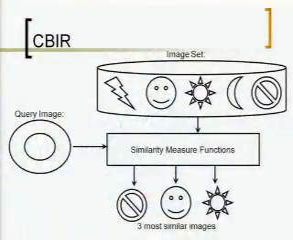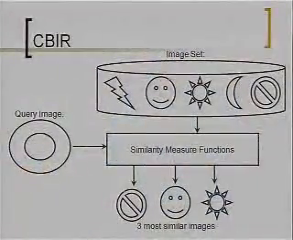So here's the way content-based information retrieval works: you have some image set, and you have some query image, and then you use some similarity function, and I'll talk about the similarity function we use for maps in a minute. Using this image and the similarity function, it goes out and finds those images that are closest to your query image. It has to rate them based on the similarity function and then returns the closest ones.